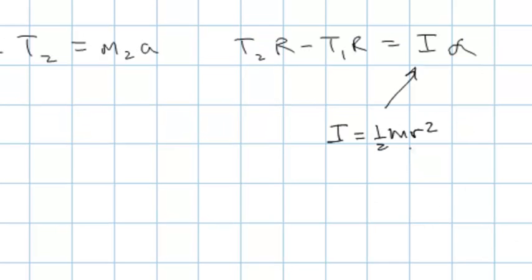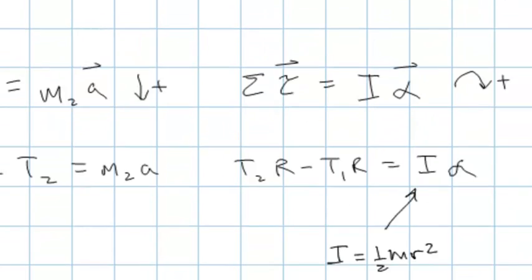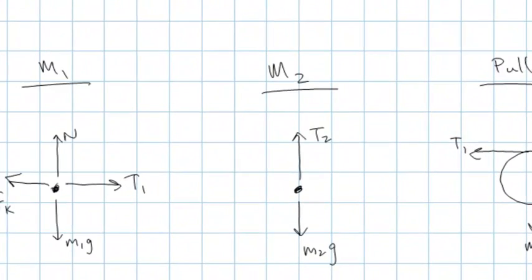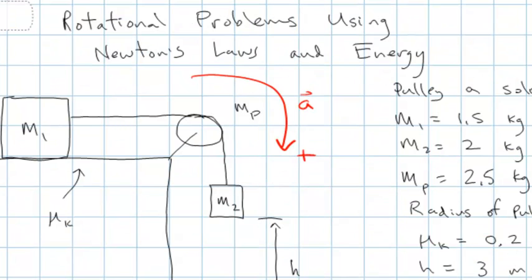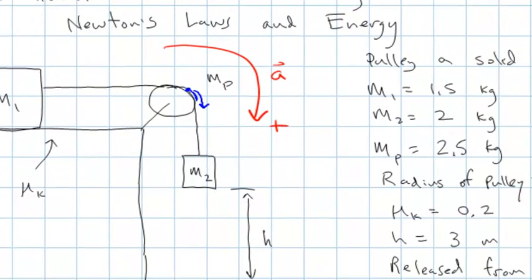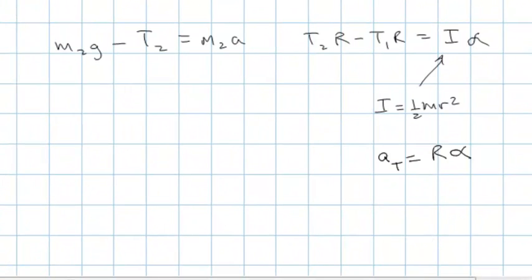What do we know about the tangential acceleration at the rim of the pulley? As this pulley is turning, the tangential acceleration, the acceleration of some point out here on the rim, is the same as the acceleration of the rope. And the rope's acceleration is the same as the acceleration of m2 and m1. So the tangential acceleration is equal to r alpha, and at the rim it would be capital R times alpha. So that means that alpha is a over r.